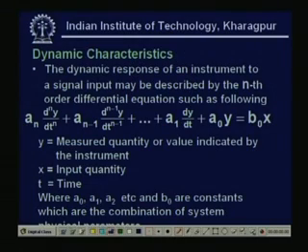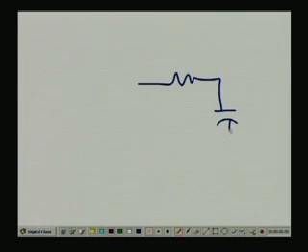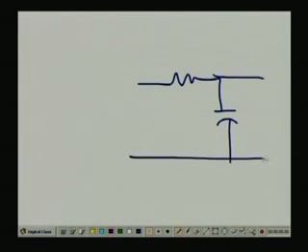What is the meaning of the system physical parameters? Suppose I have an electrical circuit, R and C will be the factors which will matter. Suppose I have a circuit like this, a simple electrical circuit, so I have a resistance and a capacitance. So the physical constants will depend on the values of R and C.